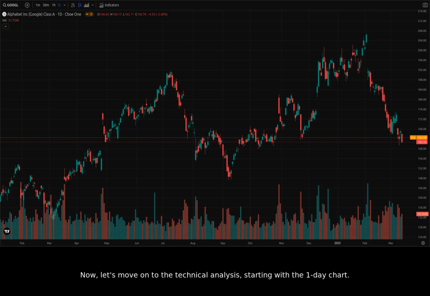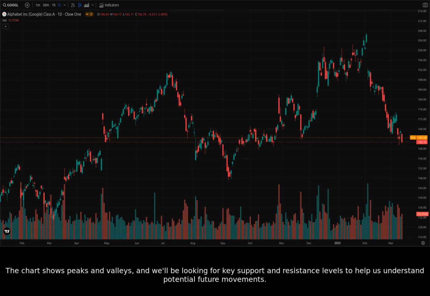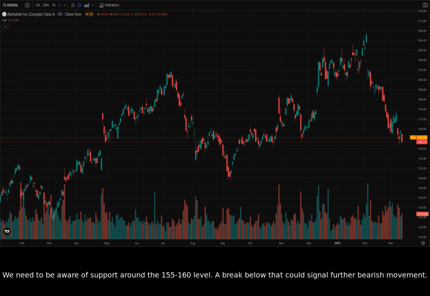Now, let's move on to the technical analysis, starting with the one-day chart. Looking at the daily chart, we see Google experienced a notable rise and fall throughout the past year. The chart shows peaks and valleys, and we'll be looking for key support and resistance levels to help us understand potential future movements. We need to be aware of support around the 155 to 160 level. A break below that could signal further bearish movement.